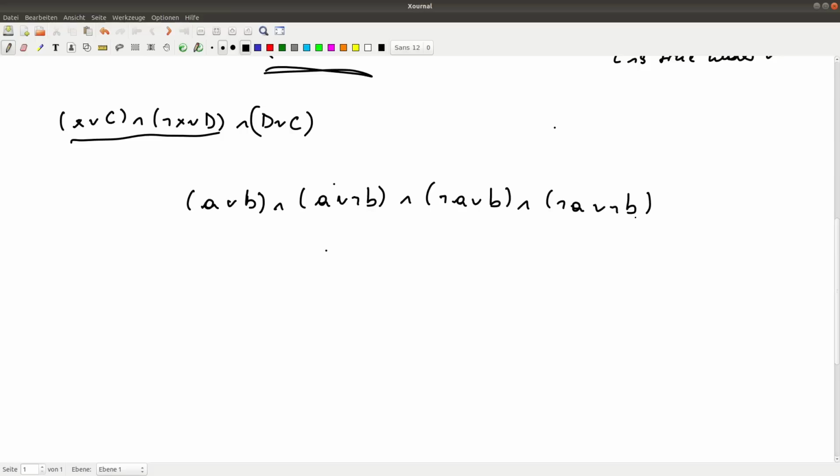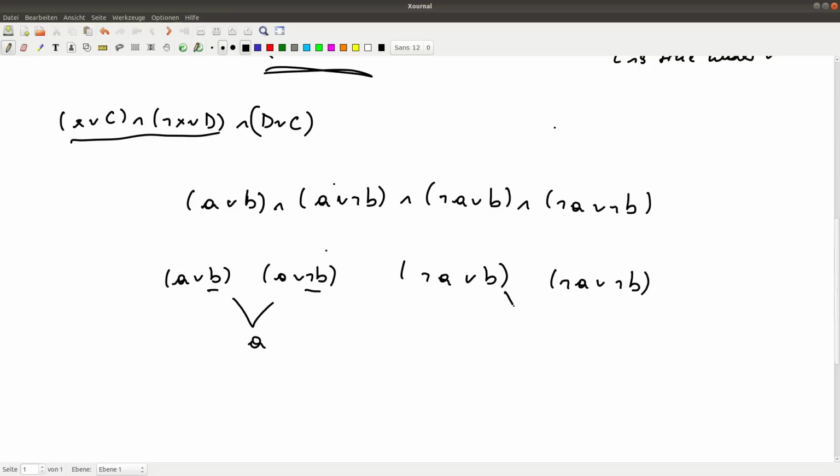And if we now do a resolution proof, we can start with taking clauses A or B and A or not B. Then B is the pivot, and we can derive the clause A. And if we take clauses A or B, not A or B, and not A or not B, then here we can derive the clause of size 1, not A. And if we now take this clause A and this clause not A, we can derive the empty clause bottom.